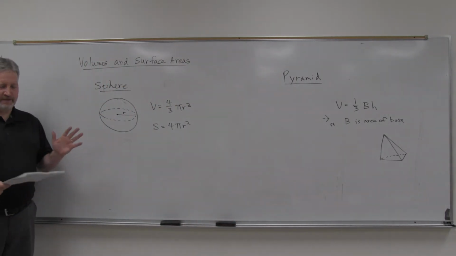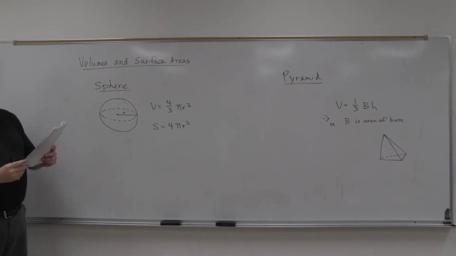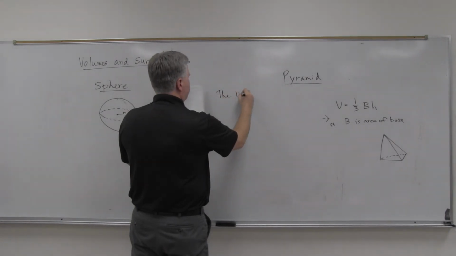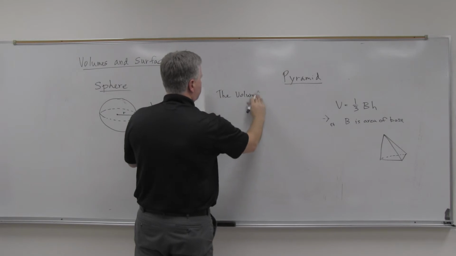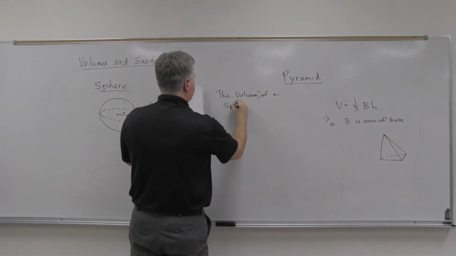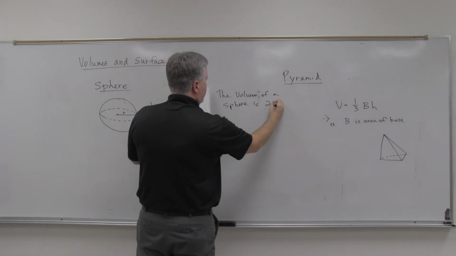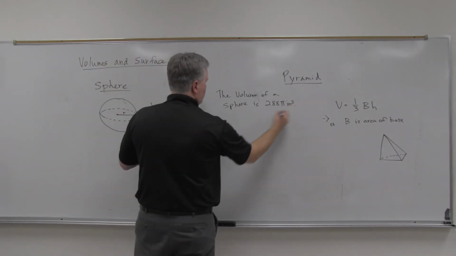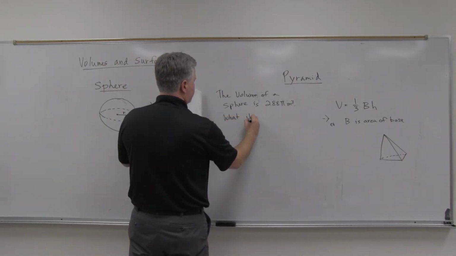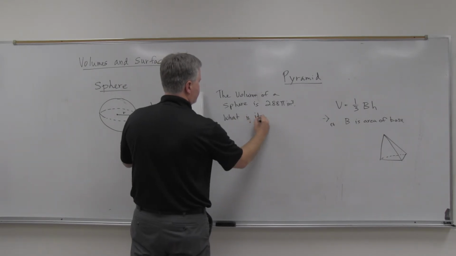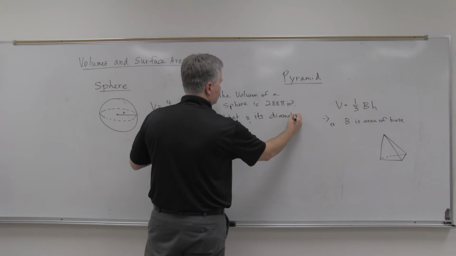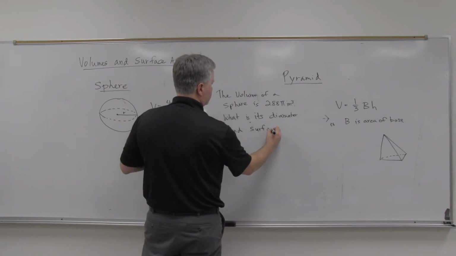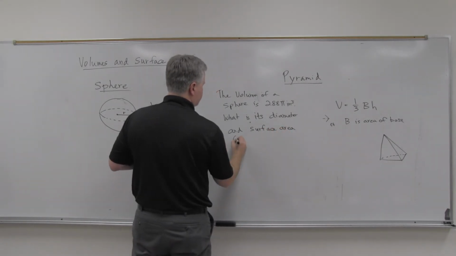The one problem I'll show you on this one is, let's say the volume of a sphere is 288 pi cubic inches. What is its diameter and surface area? And again, let's do this in terms of pi, not rounded.